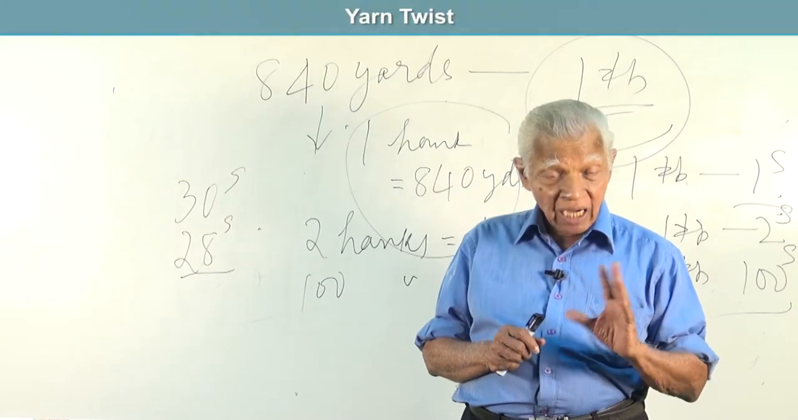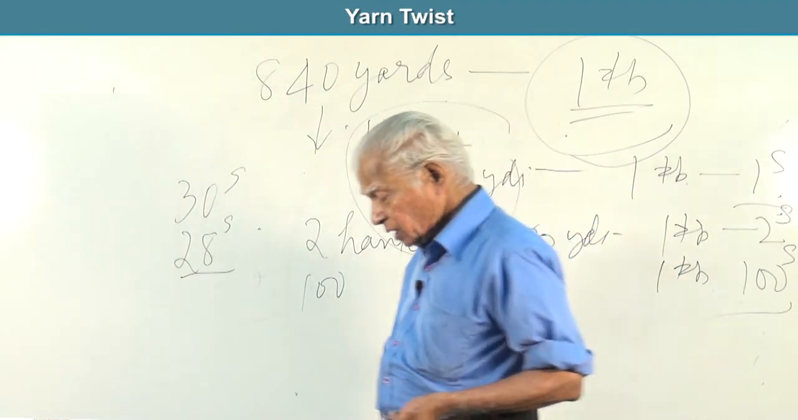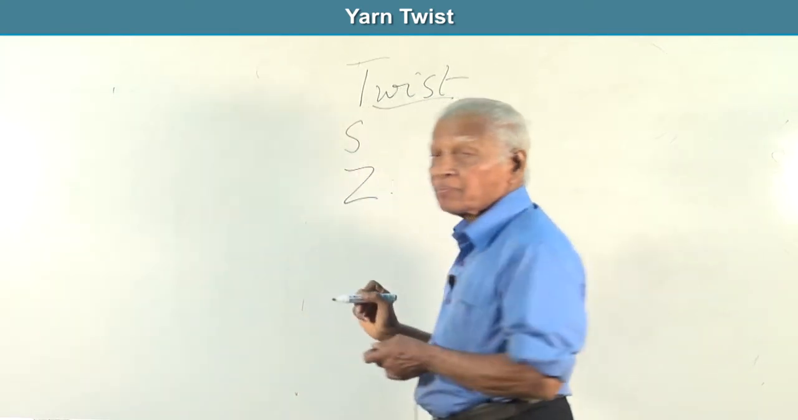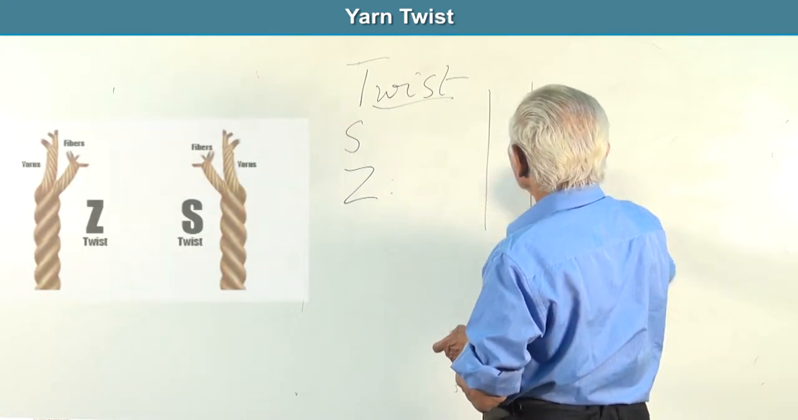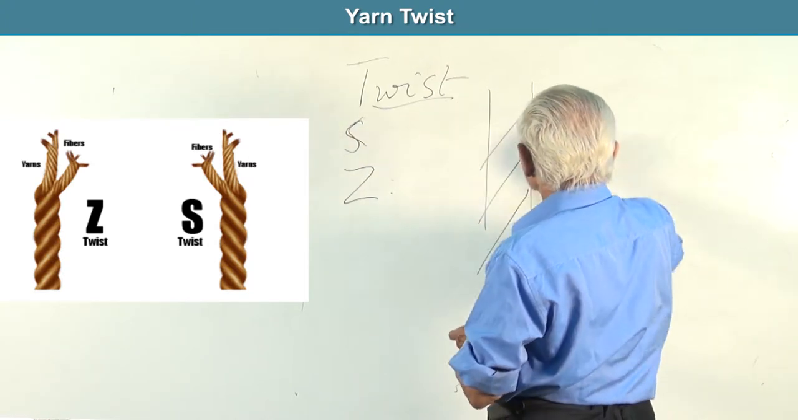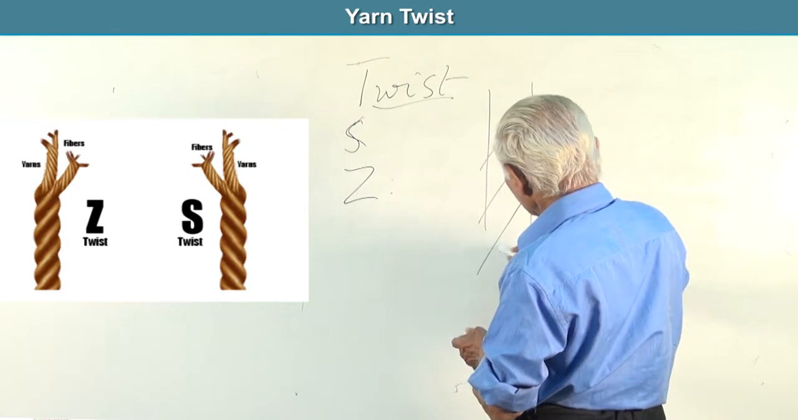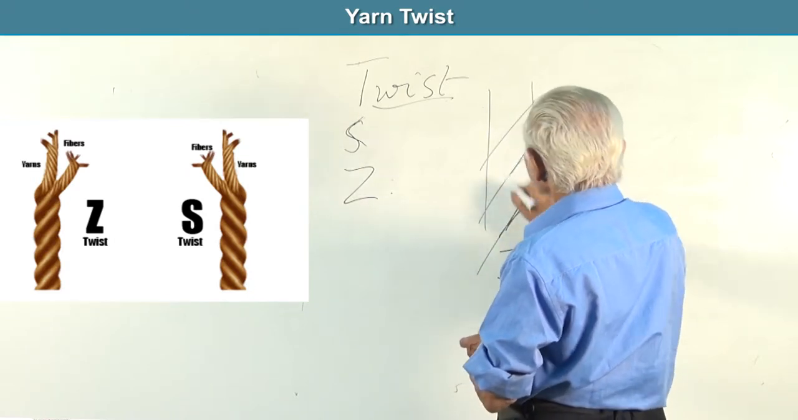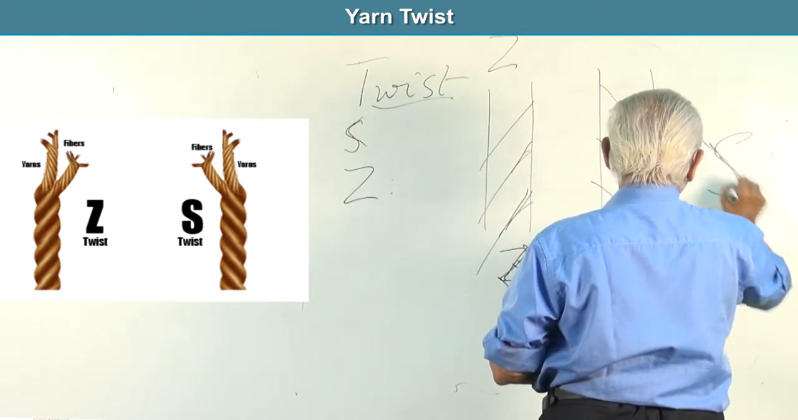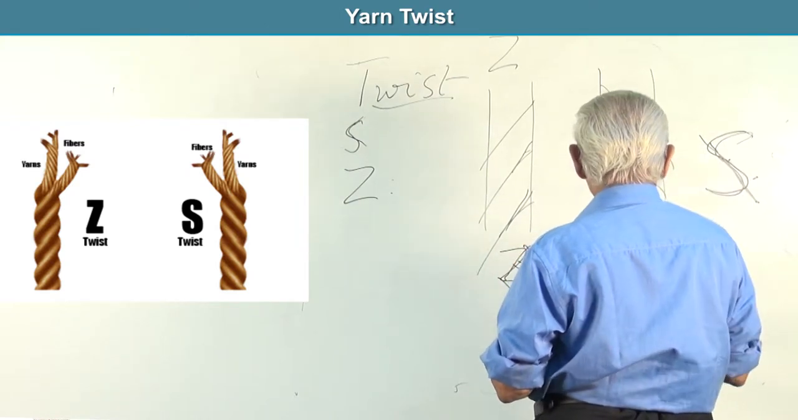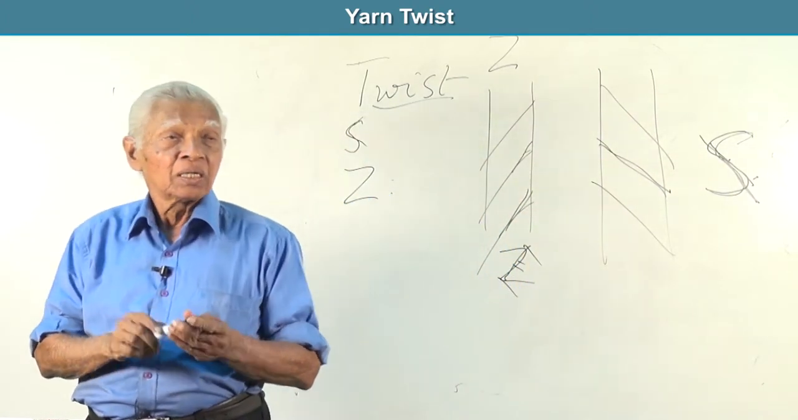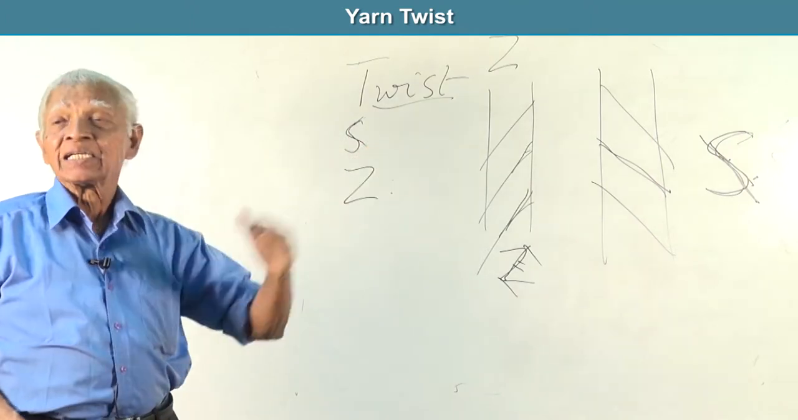And the yarns contain twist also. There are two types of twists which we use, S direction and Z direction. What is S direction? Suppose the angle of twist corresponds to, see, this is the middle stroke of Z, this is called Z twist. S twist is this one, whereas the middle stroke corresponds to the letter S. It is very easy to distinguish between the Z twist and S twist.